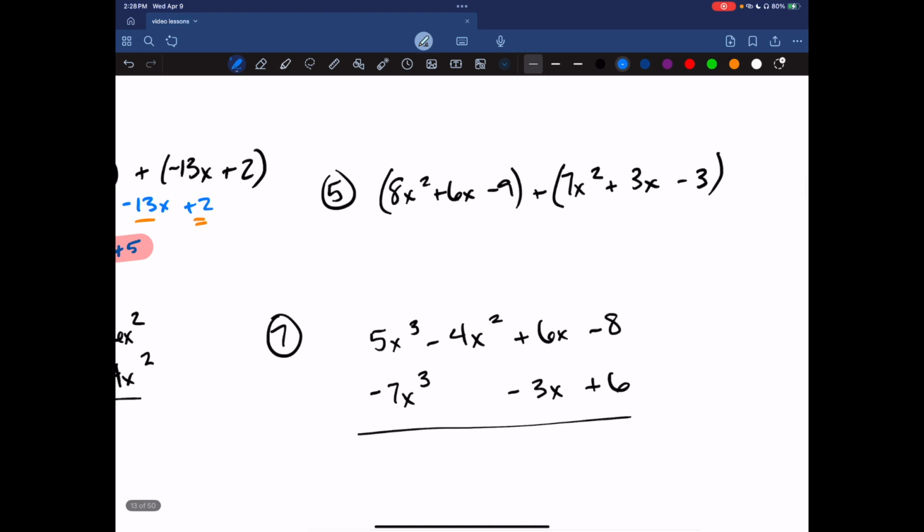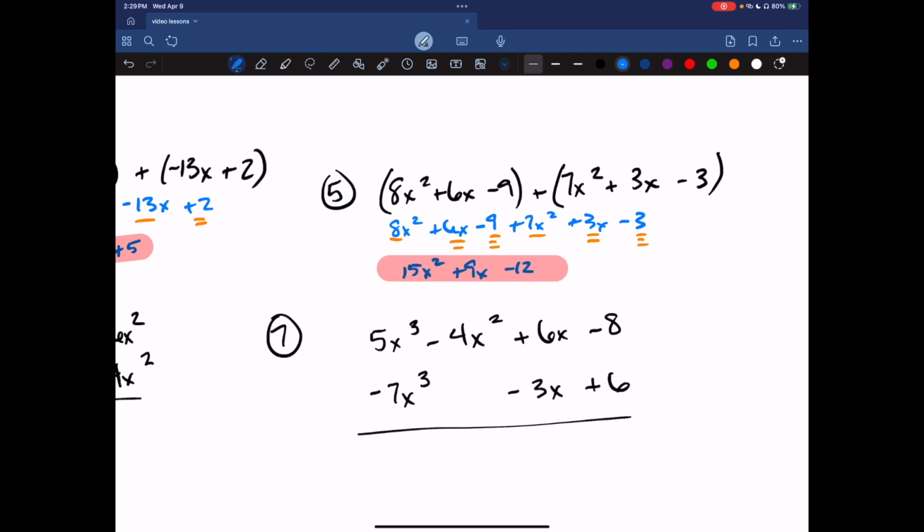All right, number 5, again, you have 8x squared plus 6x minus 9 plus 7x squared plus 3x minus 3. And you have a lot going on, so it might benefit you to go ahead and label all your like terms. Okay, so that's going to be 8 and 7 is 15x squared. 6 and 3 is 9x. Negative 9 and negative 3, that's going to be minus 12. Right, and there's your answer there.